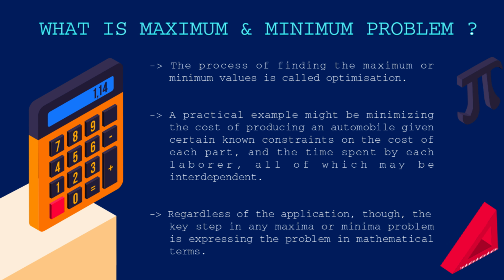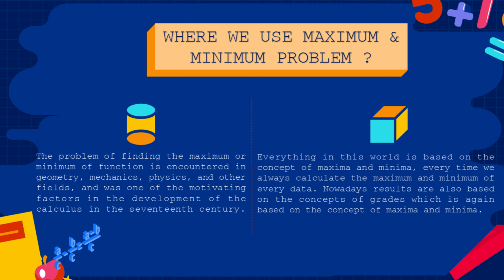What is applied maximum and minimum problem? The process of finding the maximum or minimum values is called optimization. A practical example might be minimizing the cost of producing an automobile given certain known constraints on the cost of each part and the time spent by each laborer, all of which may be independent. Regardless of the application, the key step in any maxima or minima problem is expressing the problem in mathematical terms, where we use maximum and minimum problem.